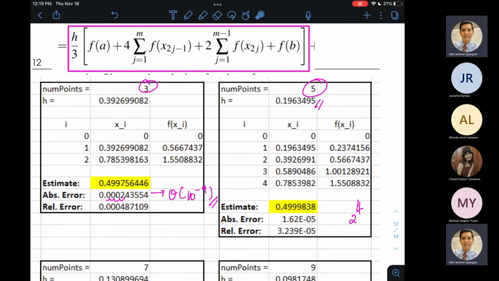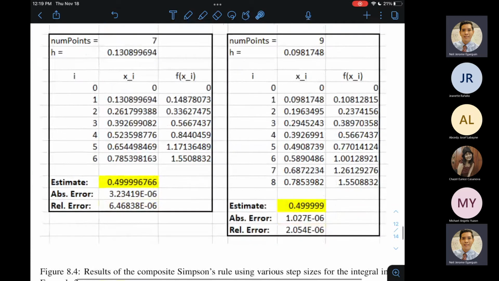Okay? And then you can go further, 7 points and 9 points, and you will see that the relative error can go down as 2.05 times 10 to the negative 6. Okay? So obviously, pinakamagandang approximate yung paggamit ng 9-point composite Simpsons rule. And that is expected because the Simpsons rule is of order h to the 4th. Meanwhile, the composite trapezoidal rule is of order big O of h squared. Okay? So mas mabilis bumababa yung error sa Simpsons rule kesa sa trapezoidal rule. All right?